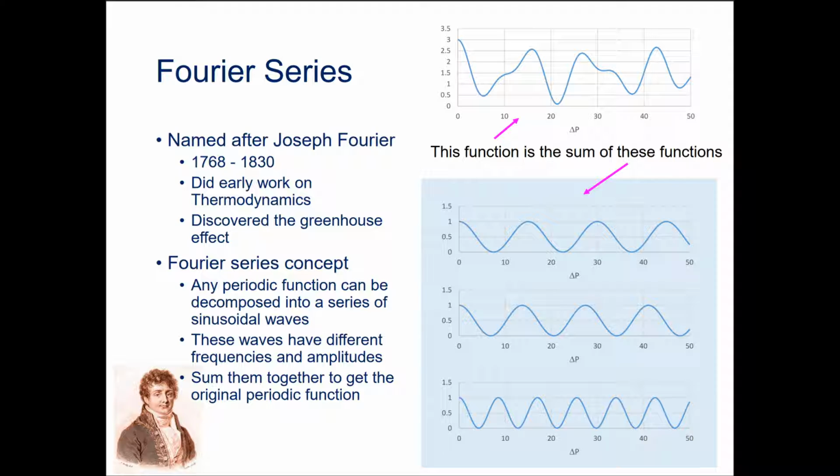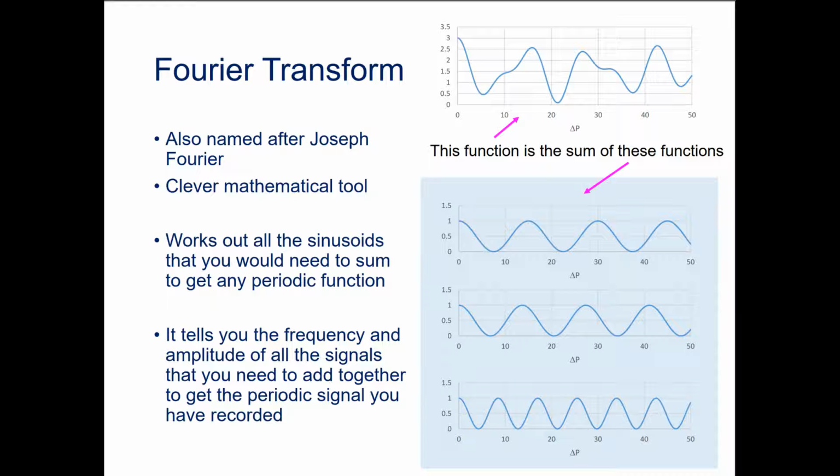Moving on, Fourier series. Any periodic function shown in the top right corner of this slide can be deconstructed into a series of sinusoidal waves, or sine waves, which have different frequencies and amplitudes. The individual waves can be summed together to get the original periodic function. The Fourier transform, a clever mathematical tool, works out all the sine waves that you would need to sum together to get any periodic function. It tells you the frequency and amplitude of all the signals that you would need to add together to get the periodic signal you have recorded.